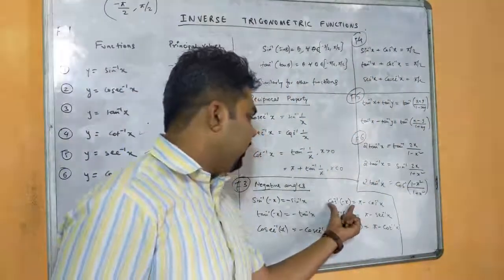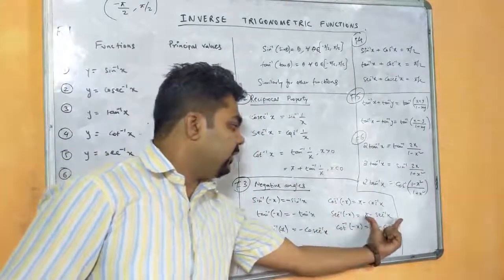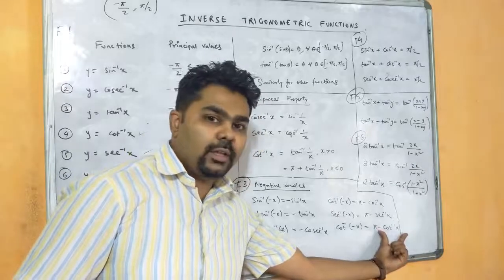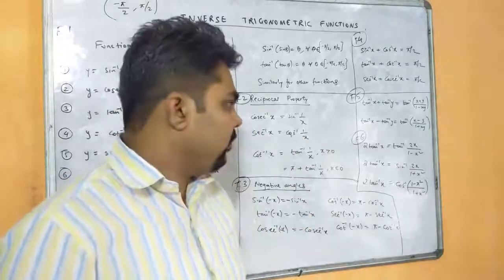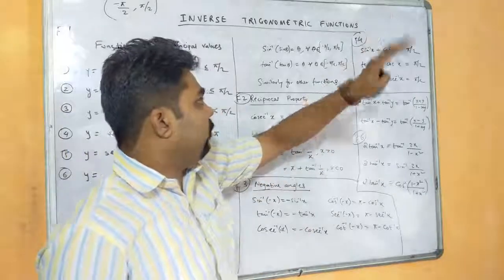That is, cos inverse minus x is pi minus cos inverse x. Sec inverse minus x, pi minus sec inverse x. Cot inverse minus x, that is pi minus cot inverse x. Okay, so we will solve a few questions based upon these formulas also. And let's move to the next formula, that is f4.